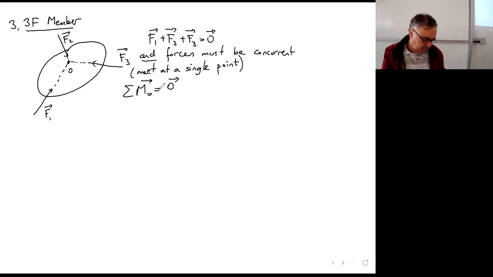It is possible to have three force and moment members, four force members, etc. But I don't want to go into details of these.